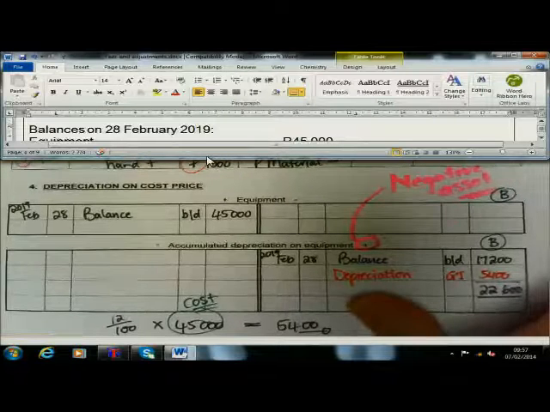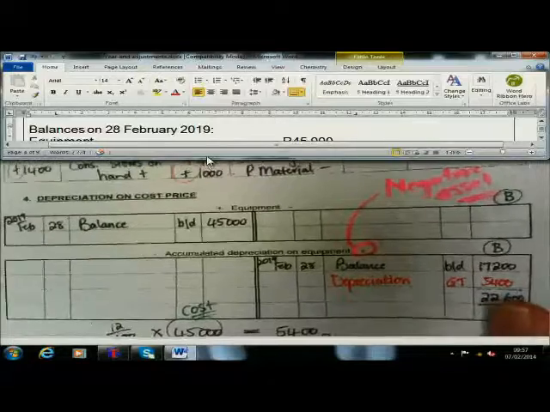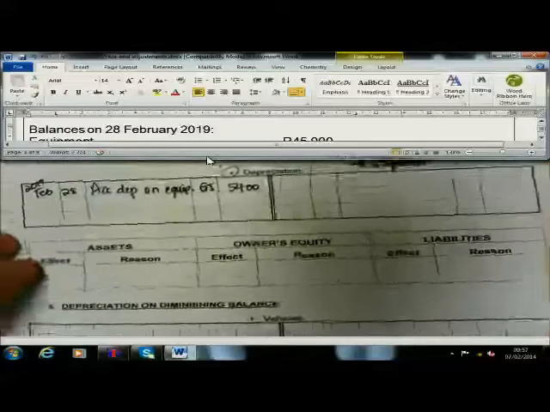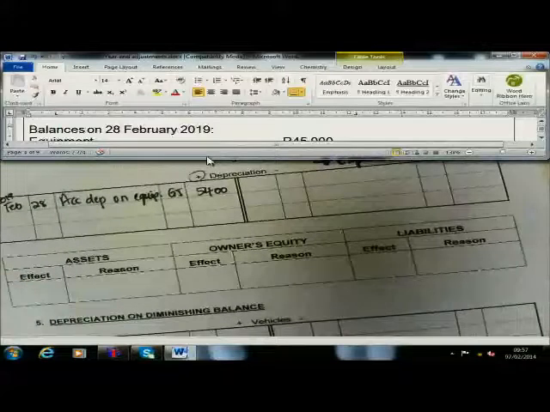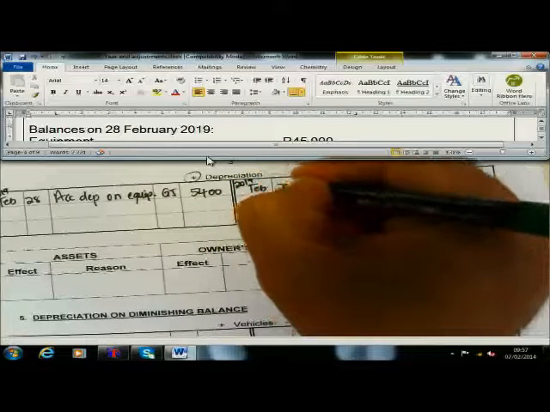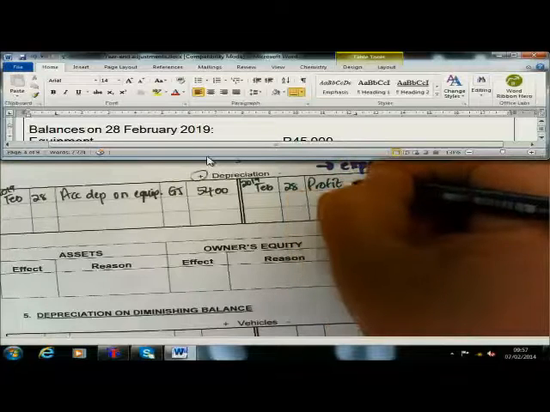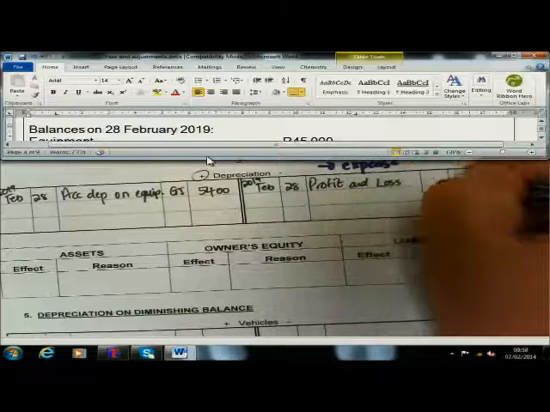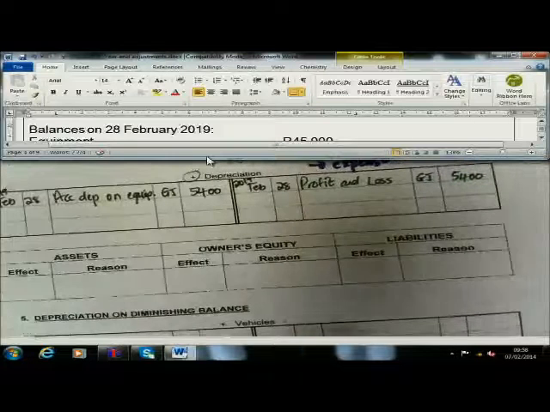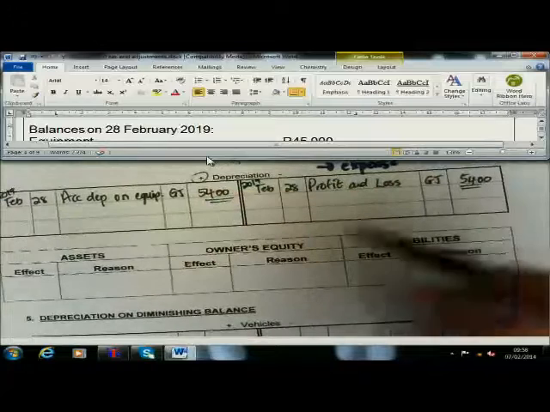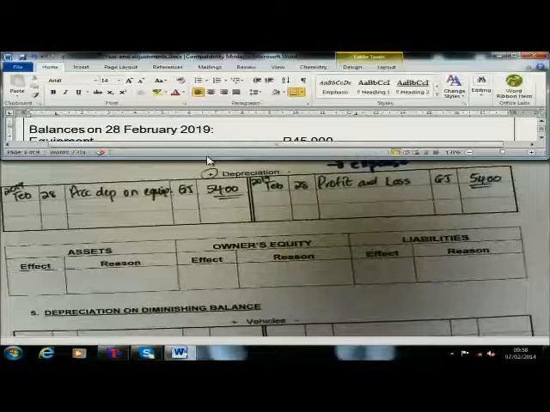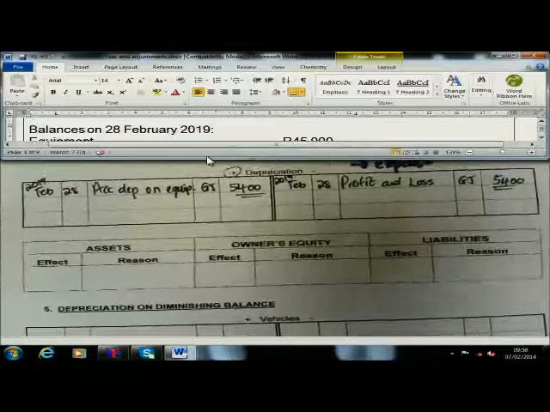What are we going to do with depreciation? What are we going to do with our depreciation account? We are going to close it off to profit and loss. On the last day of the year, 2019, February 28, profit and loss. Remember, everything that we close off to profit and loss is part of closing transfers. Closing transfers, and we are done. So we've got a new expense there. Depreciation 5,400 rand.